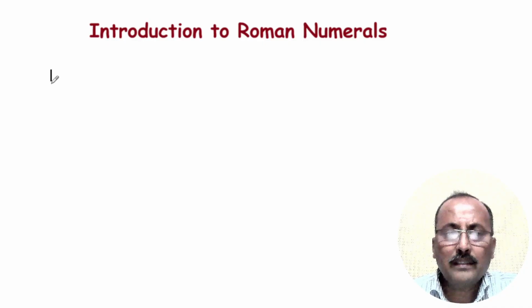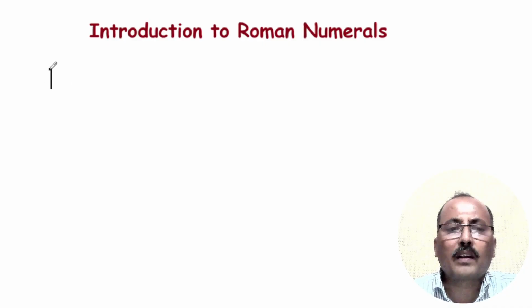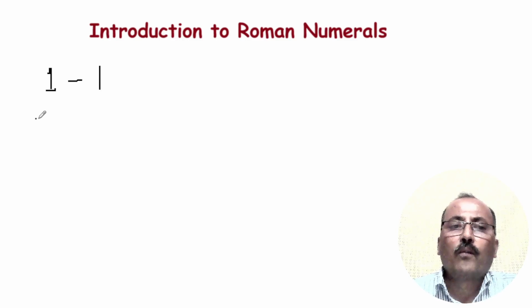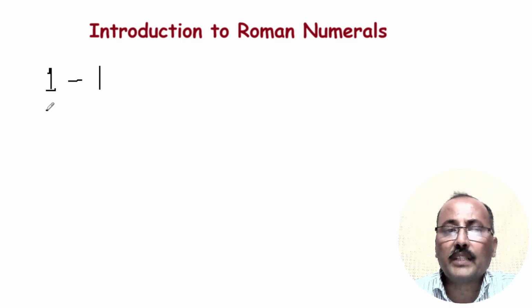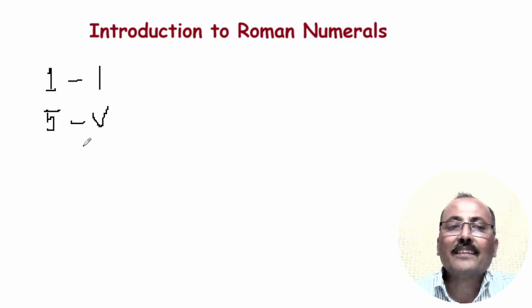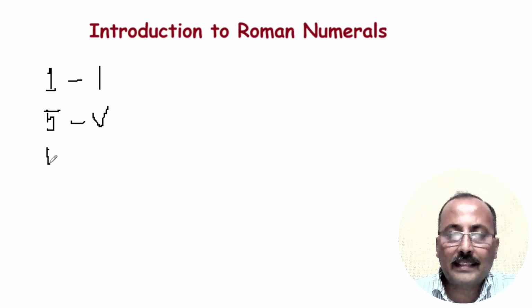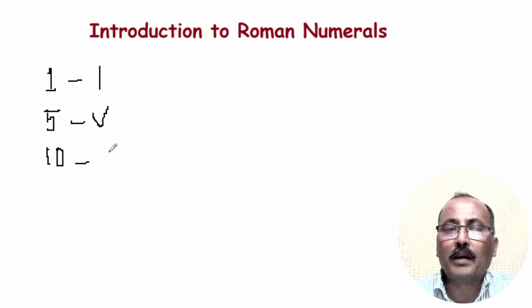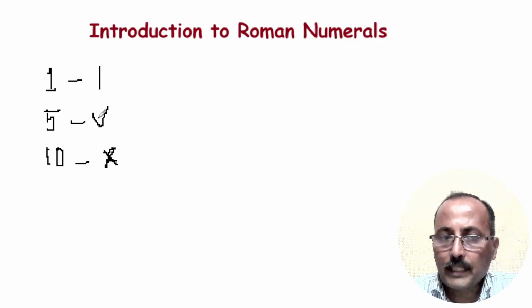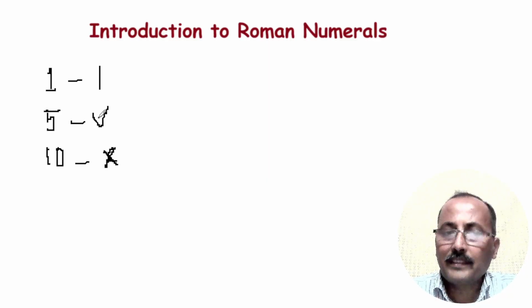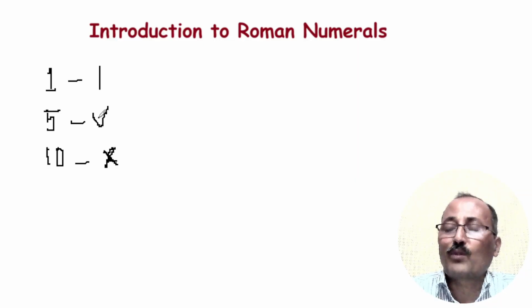For number 1, they use the symbol I. For 5, they developed the symbol V. Then for 10, they developed the symbol X. Will it be possible to cover everything with this itself? No, they have a solution for that also.